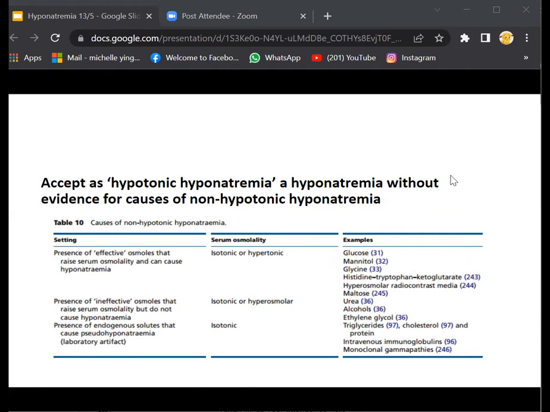So these are a few causes of it. Examples such as glucose, mannitol, glycine, histidine tryptophan ketoglutarate, maltose, urea, alcohol, ethylene glycol, triglyceride, and IVIG and monoclonal gammopathy.